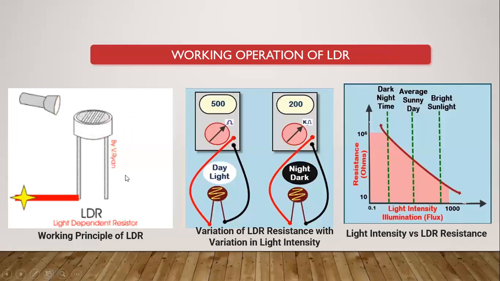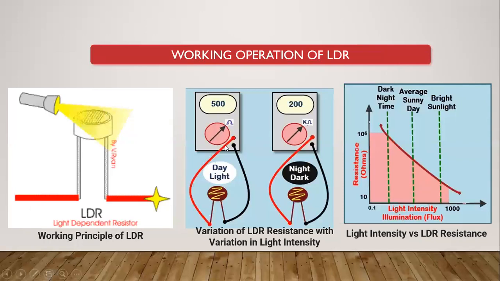Here you can observe in this animation picture that when there is no light, there is no brightness, the LED circuit will not close. Why? Because there won't be any path to flow. If there is brightness, then the LED will go off. If there is no brightness, the LED will glow. That is our aim here.